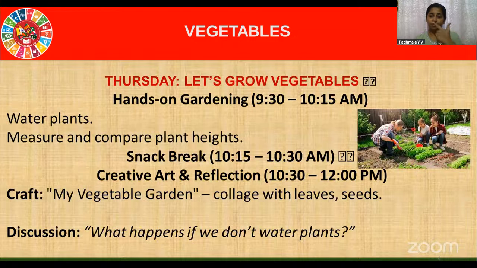Here, when I have given the timings 10:30 to 12, you can have lots and lots of outdoor activities which I have not mentioned. Craft, my vegetable garden, collage. They can go outside. They can collect the leaves, twigs. They can go and collect whatever waste in the garden is there, and they can make a collage and art out of it. Discuss what happens if we don't water plants.